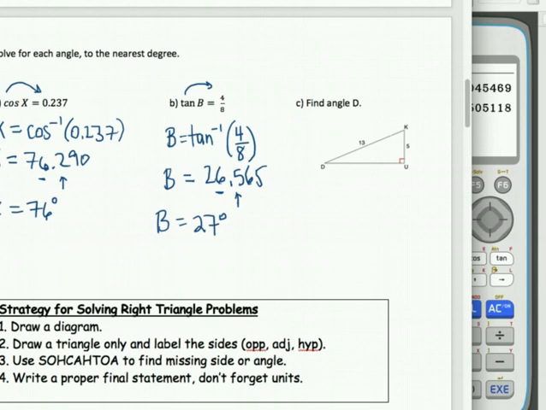Okay, next one here. This one takes the most number of steps. If I just give you a picture, can you go through and find angle D? Usually you have an angle inside, but I'm actually telling you angle D is a special angle, so you're going to stand there and label the sides.